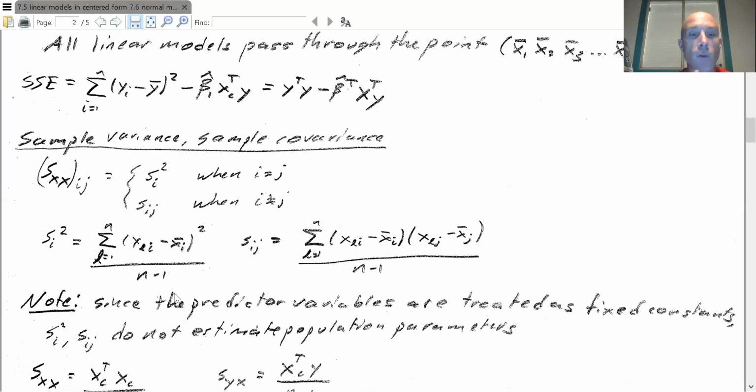And so keep in mind that in this situation, the predictor variables are treated as fixed constants. These are known values. So these are not estimating population parameters, because there isn't a hidden population to be estimating, because these are known values.